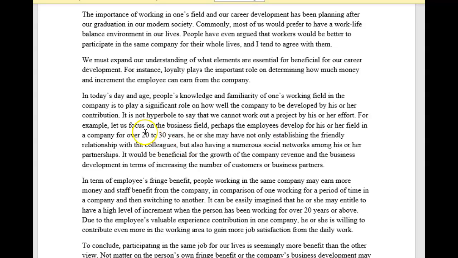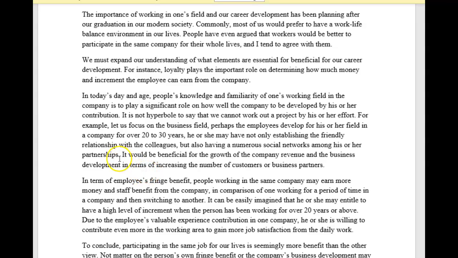Okay, now here you mentioned something about 20 to 30 years. Let's see what you're saying here. For example, let us focus on the business field. Perhaps the employees develop in this field in a company. Okay, and then he or she may have not only established friendly relationships with colleagues, but also numerous social networks among partnerships. Therefore, it would be beneficial for the growth of the company and the business.